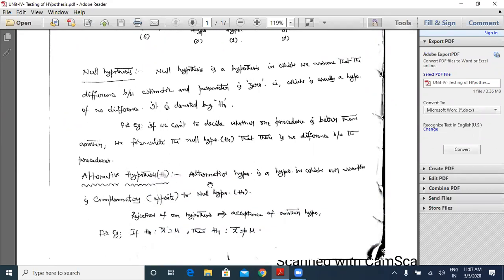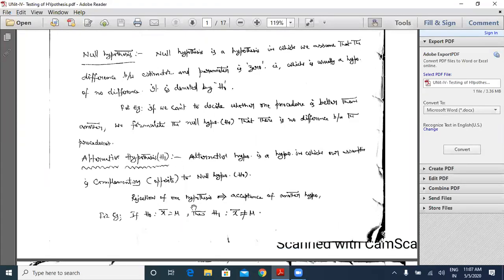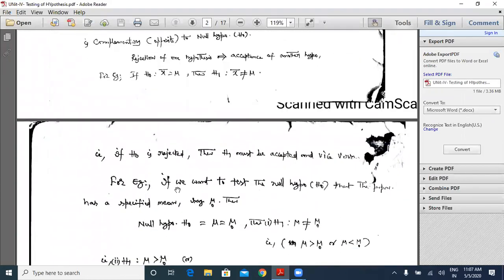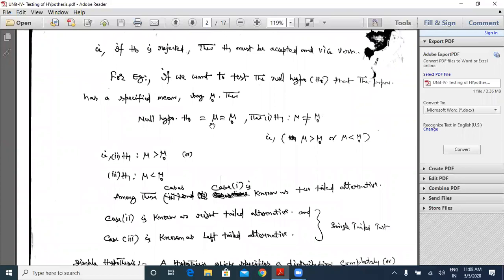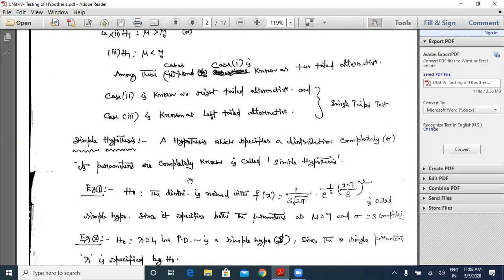The alternative hypothesis is a hypothesis which is opposite to H naught. Suppose H naught is mu equal to mu naught, then H1 is mu not equal to mu naught. Then H1 can also be mu greater than mu naught or mu less than mu naught. Mu greater than mu naught is called a right tail test, and mu less than mu naught is called a left tail test. These two tests are called single tail tests.